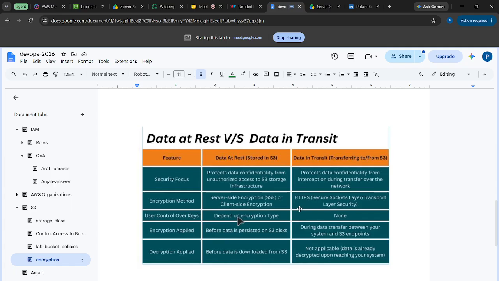So how do we do that in data in transit? We do it through HTTPS, Secure Sockets Layer or Transport Layer Security. HTTPS, you know that, right? Whenever you log into any website, it needs to be HTTPS. That means Hypertext Transfer Protocol along with security. If that website is HTTPS, then when you are trying to retrieve any data from there or upload any data, your data is more secure there.